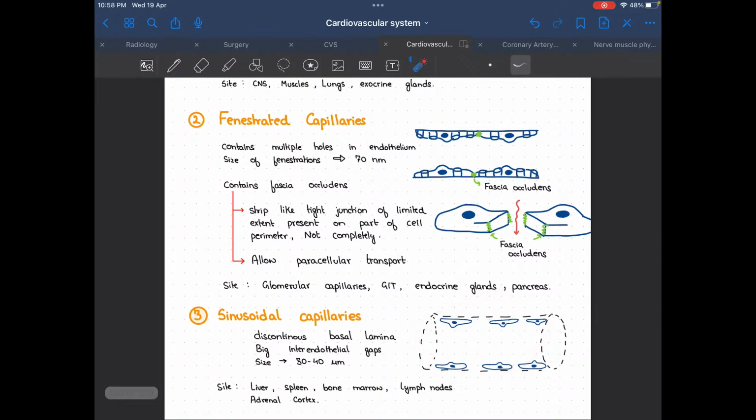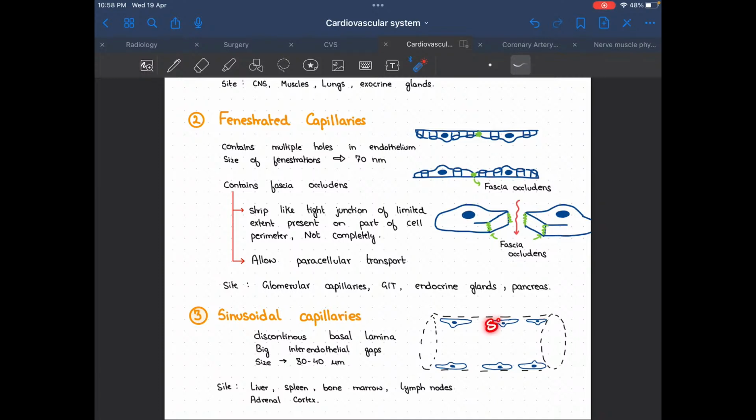The simplest of them all, I would say, is the sinusoidal capillaries. Here the endothelial cells have a very big amount of interendothelial distance, very big interendothelial gaps in their case. And if you look at the basal lamina, that's your basement membrane, it is discontinuous. That's known as the sinusoidal capillaries.